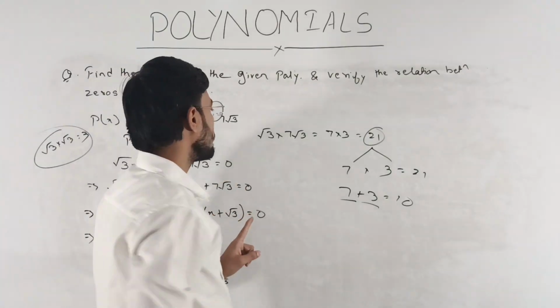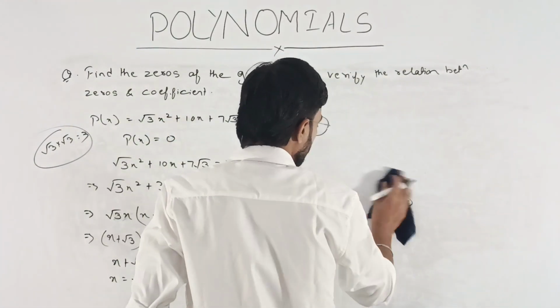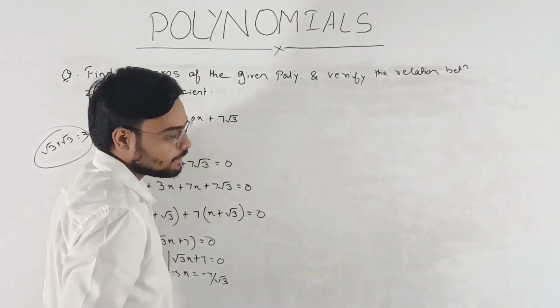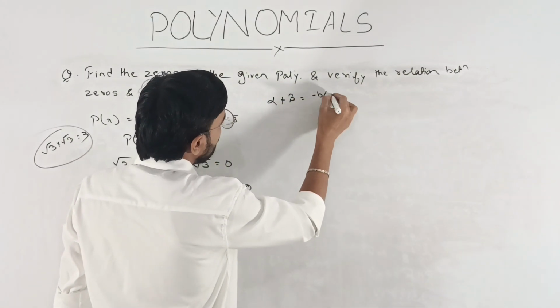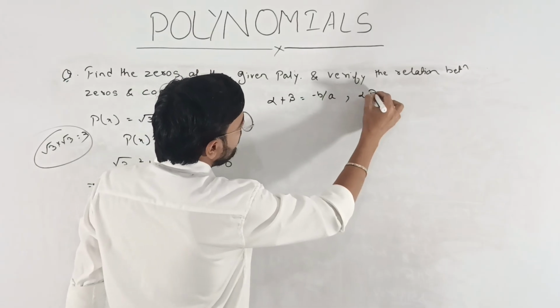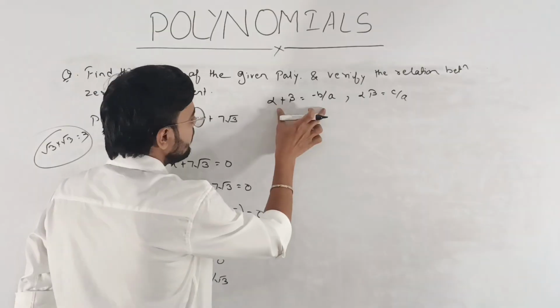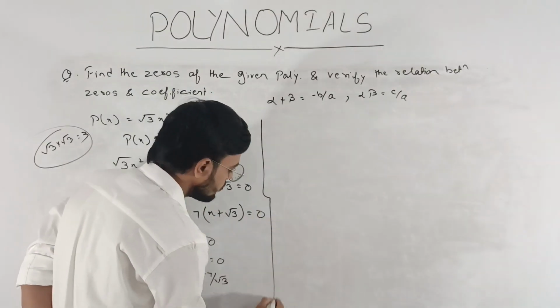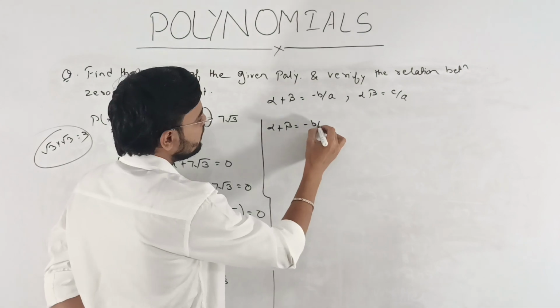Now next, we have to verify the relation between zeros and coefficients. So let's verify this. For verification, first is alpha plus beta is equal to minus b upon a, and second one is alpha beta, that is c upon a. Now we have to verify this relation. First we verify the sum of zeros, alpha plus beta is minus b upon a.